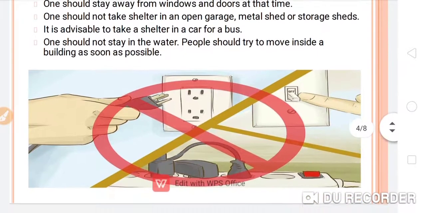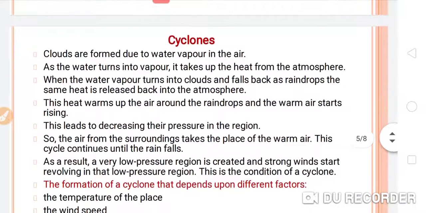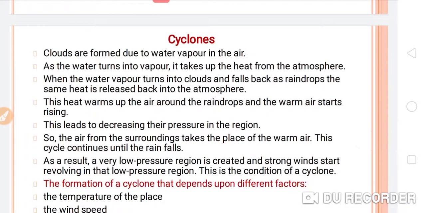Now the next topic is cyclones. What are cyclones? Clouds are formed due to water vapor in the air, as we know.